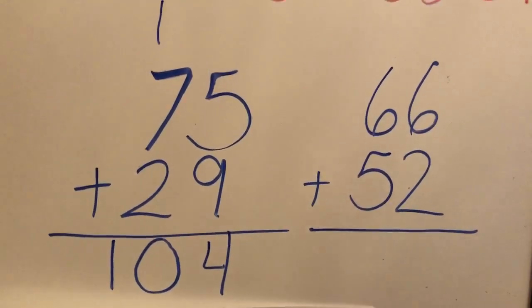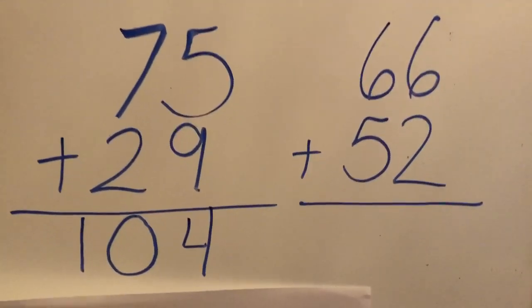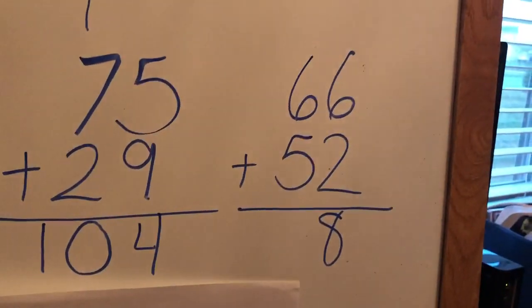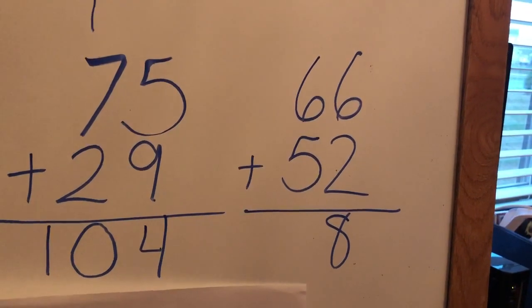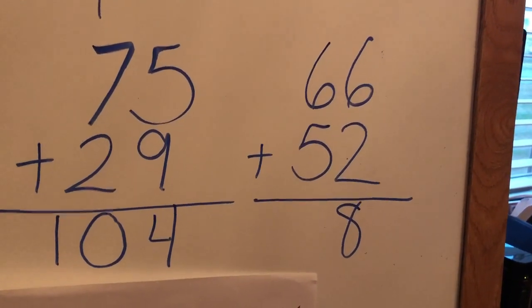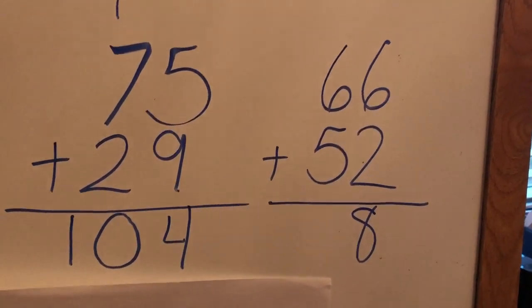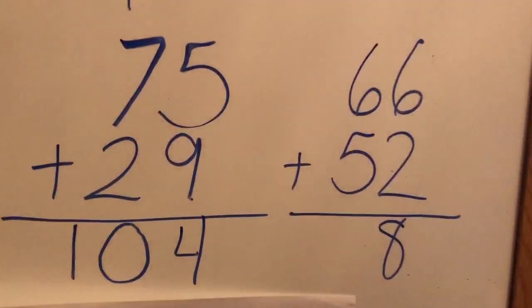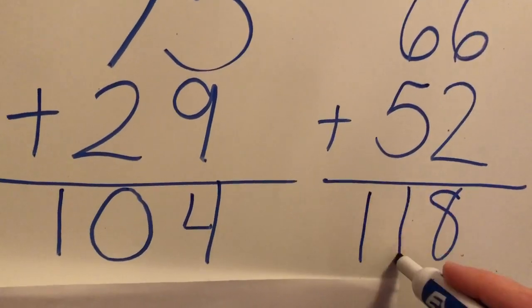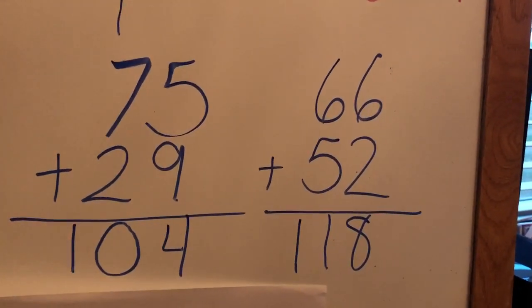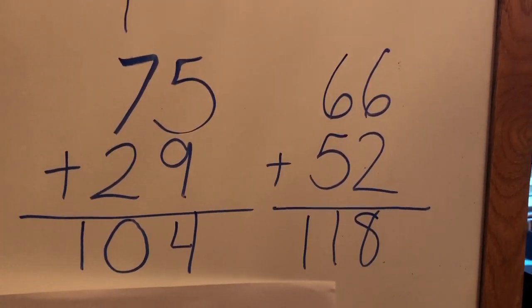Okay, 6 plus 2. Start with our ones. What is 6 plus 2? It is 8. What is 6 plus 5? 6 plus 5 equals 11, which is greater than 10, right? Which means your answer is going to be greater than 100. We're just going to write that number 11. So 66 plus 52 equals 118.